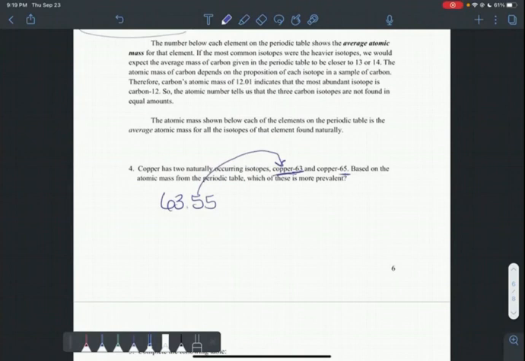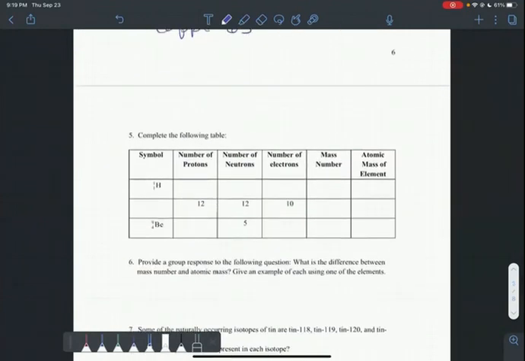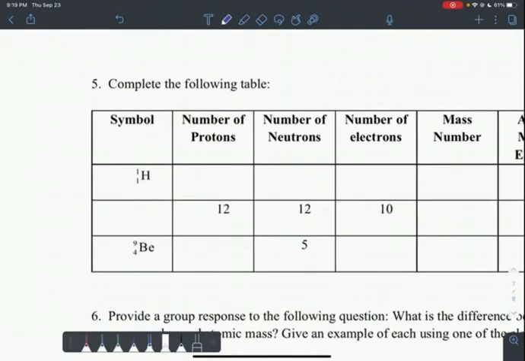So based on the periodic table, copper 63 is more abundant because the atomic mass is closer to that mass number. And that's all you have to be able to do. You don't have to calculate it, nothing like that. You just have to kind of understand it. So let's look at a few other ones.